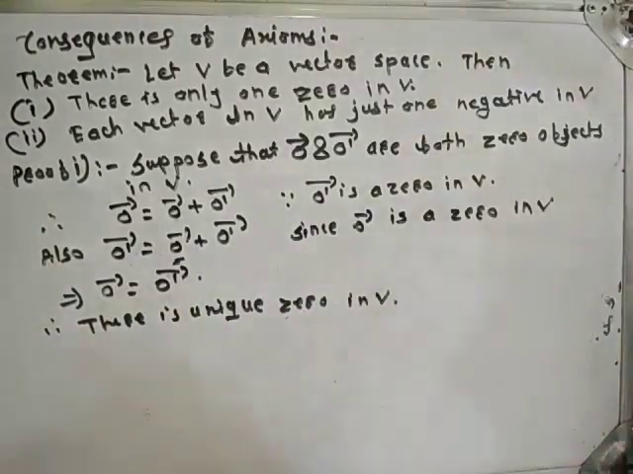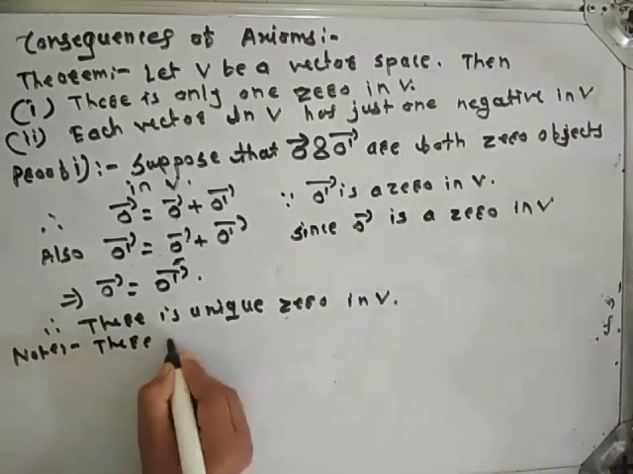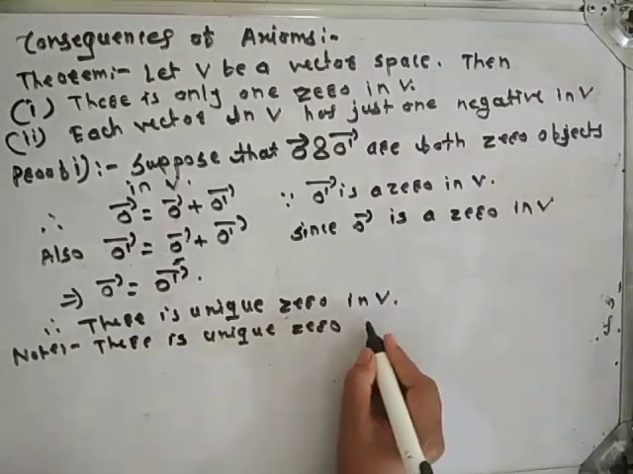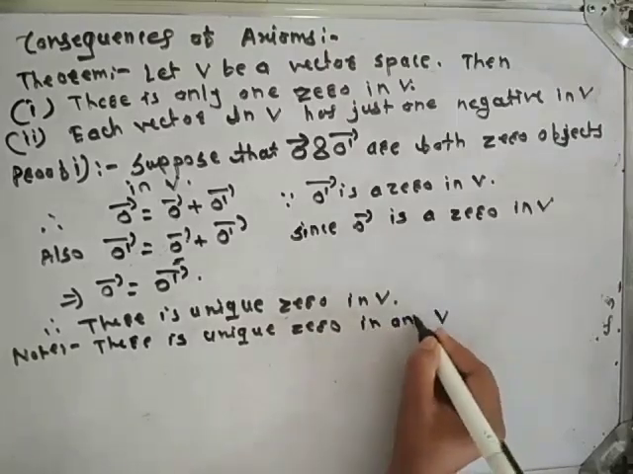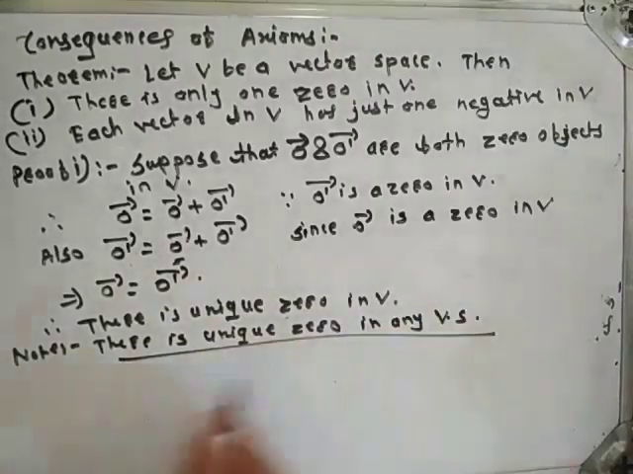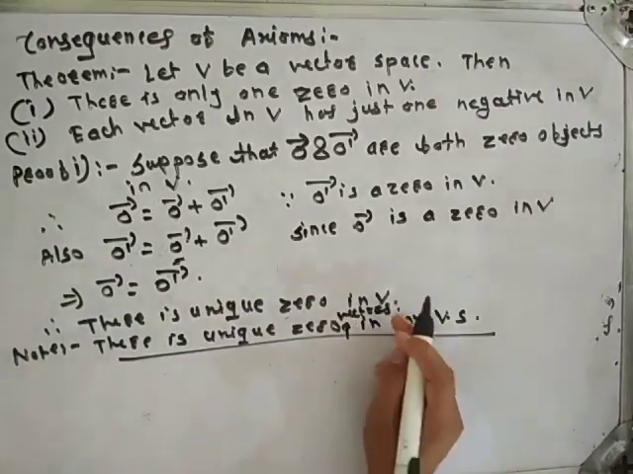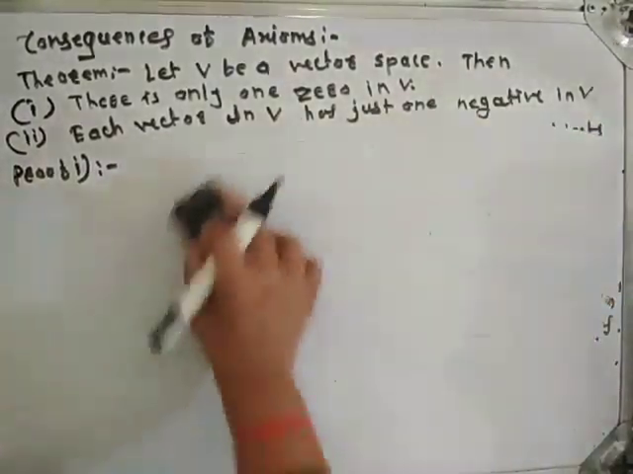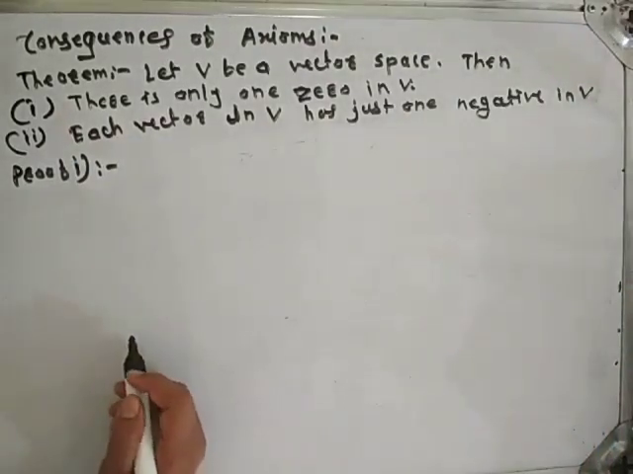So here, write down one note. There is a unique 0 vector in any vector space. Always remember that there is always a unique 0 vector in any vector space. Now we will prove the second part. What is the second part? Each vector in V has just one negative in V.